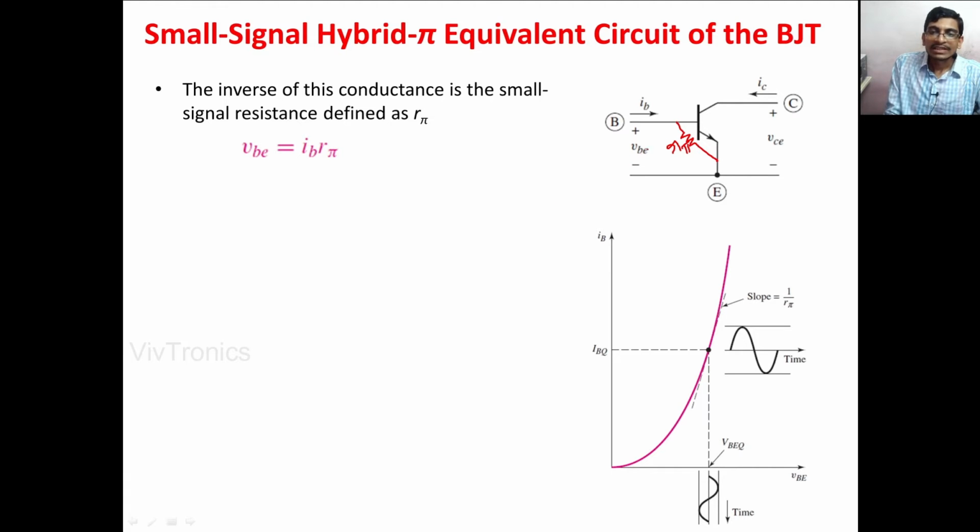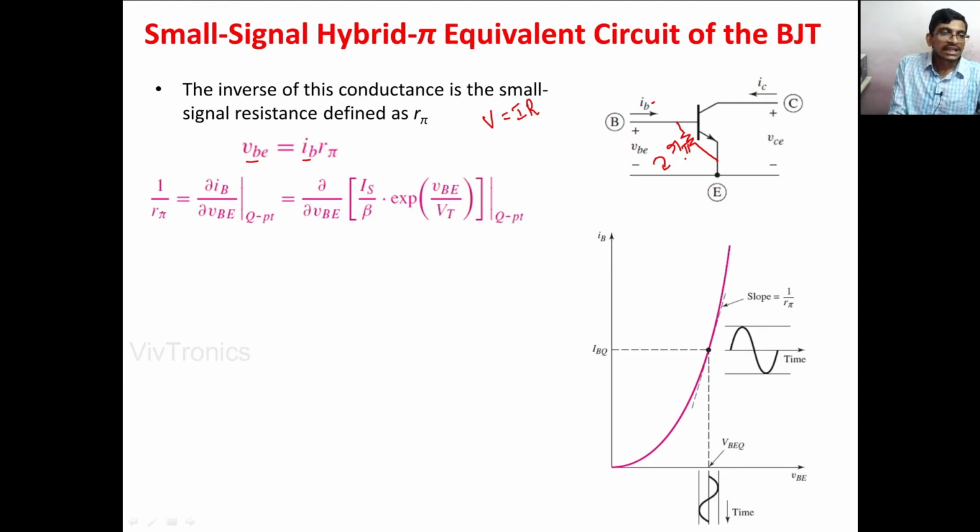Therefore, when we apply KVL in this loop, we get VBE, according to Ohm's law V is equal to I into R, equal to the current in this loop, IB, into the resistance in this loop, R pi. VBE is equal to IB into R pi, where all are AC quantities varying with time, so all notations are represented with small letters. And 1 by R pi is nothing but the slope at the Q point, the conductance, which is equal to dou IB by dou VBE at the Q point, which can be expressed like I by V, input current divided by input voltage.